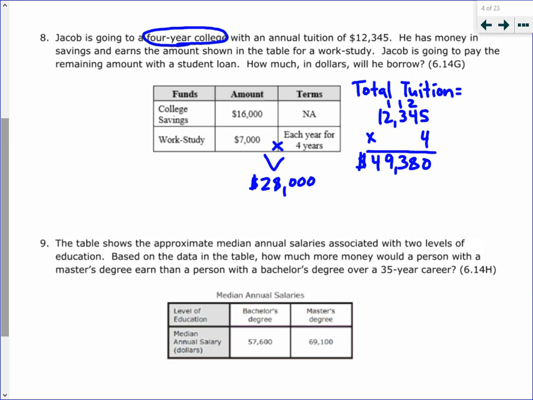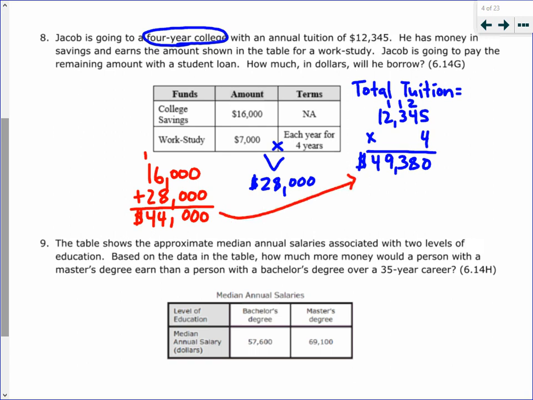So the amount of money that he has that he will be able to use to pay off that tuition would be 16,000 plus 28,000. So savings plus his work will give him $44,000. So we're going to take that and subtract that from the total it will cost him. And that'll be how much he'll have to borrow using student loans or whatever he wants to do to borrow that. So $5,380. $5,380 for that.